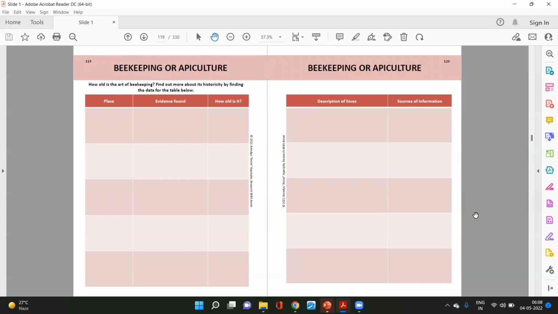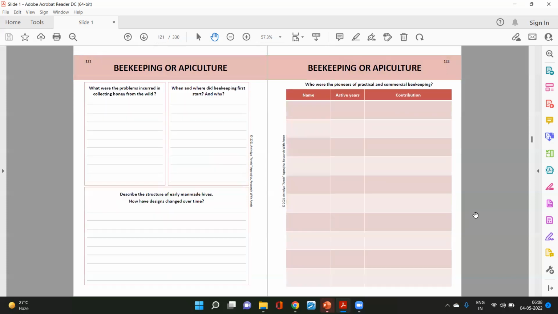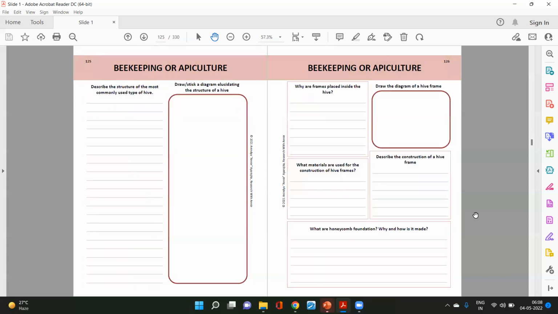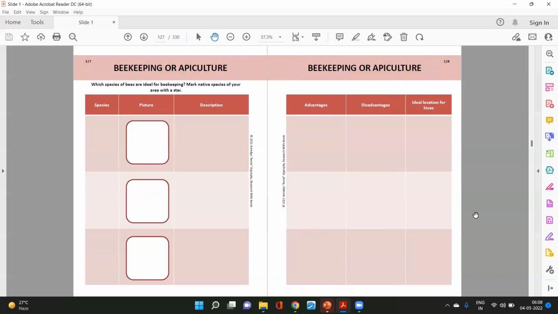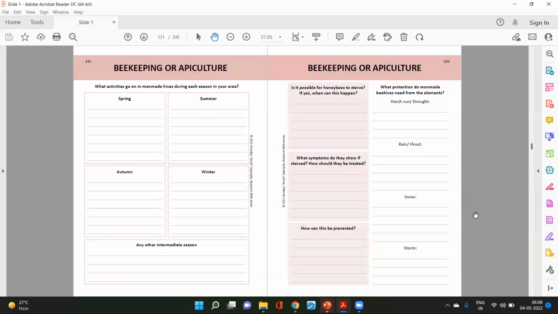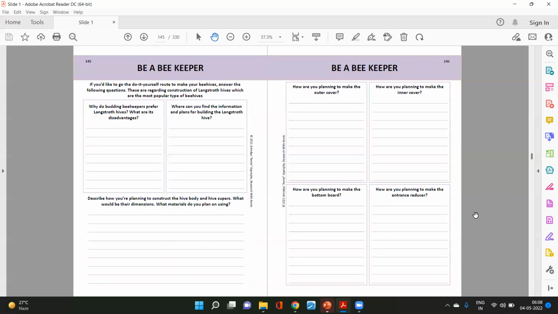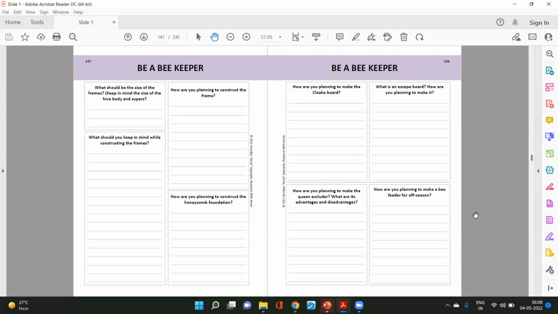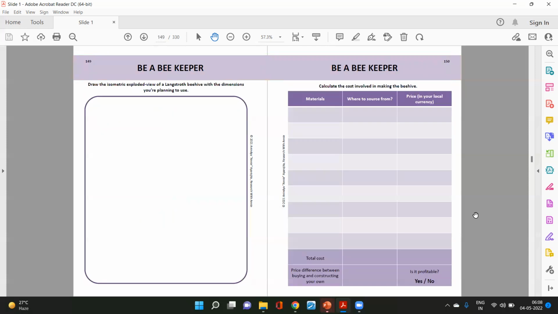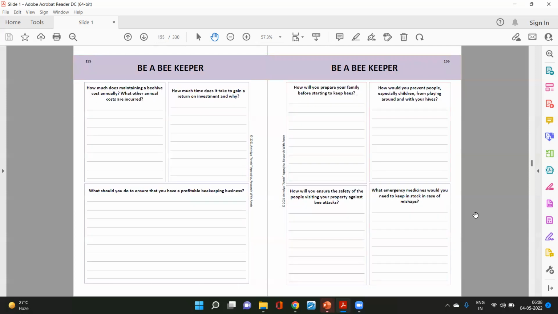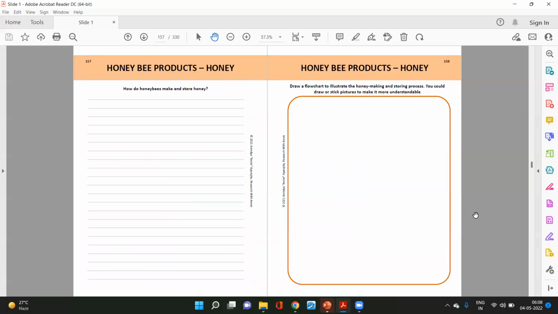And then we come to beekeeping or apiculture. So this section can actually prepare you for keeping bees on your own. So we have that many questions being dealt with here. And then how to be a beekeeper, if there's any training you can take, and where you can study and things like that. And then we come to honeybee products.